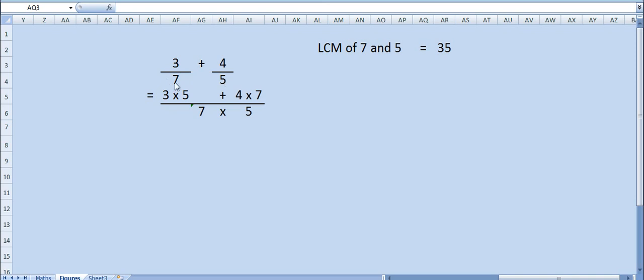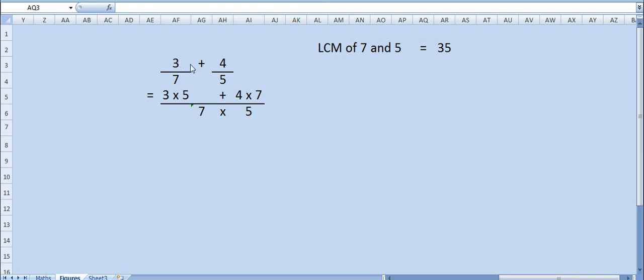First, you directly multiply 7 multiply 5, similarly 3 multiply 5, or 5 multiply 7 and 4 into 7. But the best way is first try LCM of denominators. LCM of denominator means 7 and 5 is 35. So here it's the same case. So 7 into 5, so multiply the numerator also.